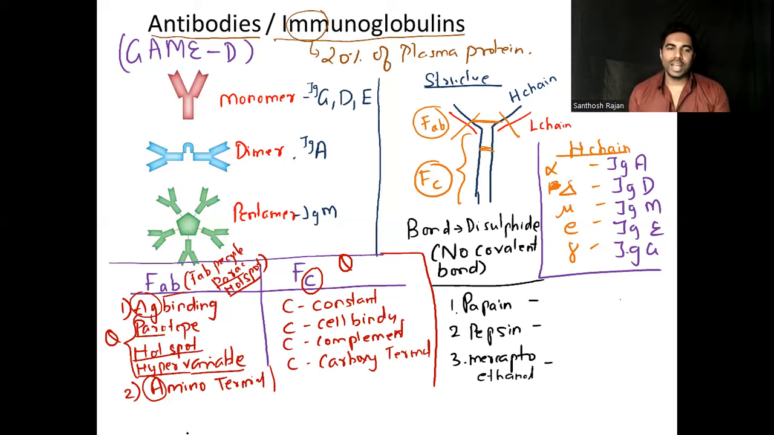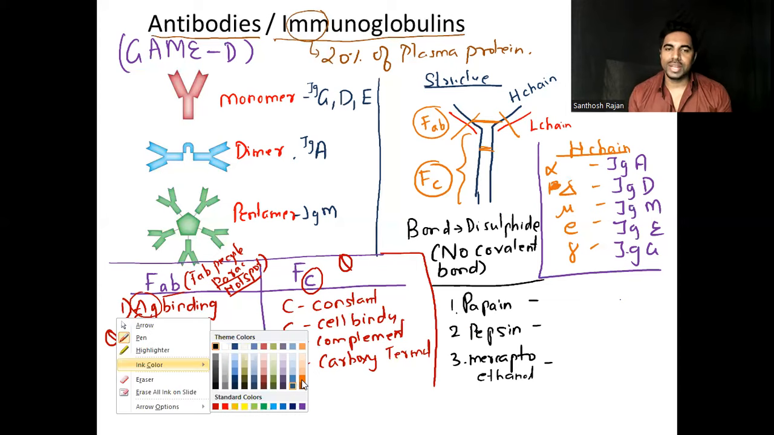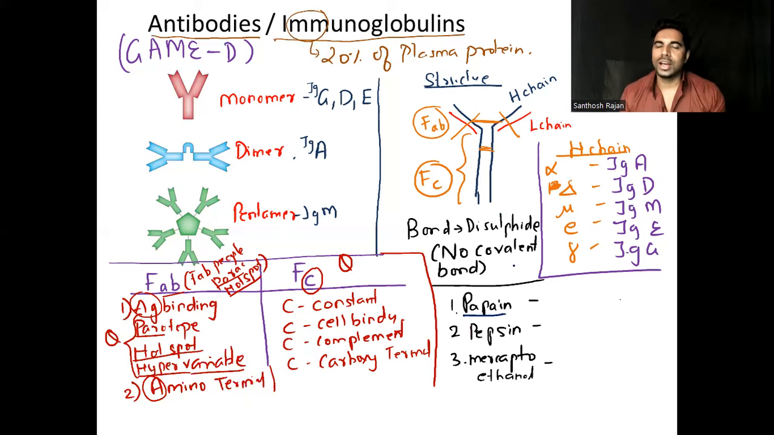Now, what happened? Please remember carefully. Very few times the question has been asked, but you never know. These people are crazy. They can ask you anything. Papa is always up. So what happened? When papain breaks the bond above the disulfide, okay? Above. Pepsin will break below. This one, mercapto, everywhere.